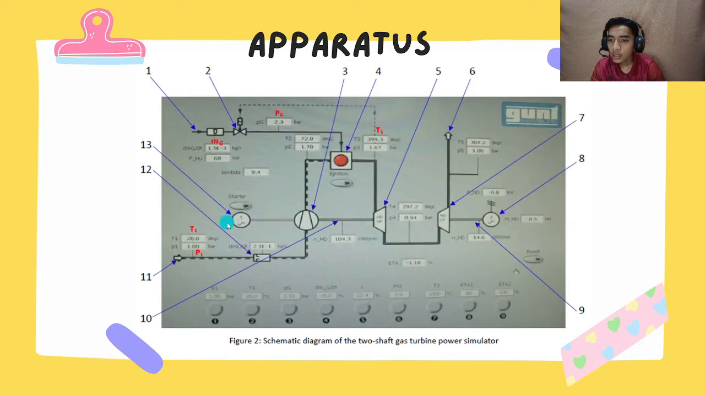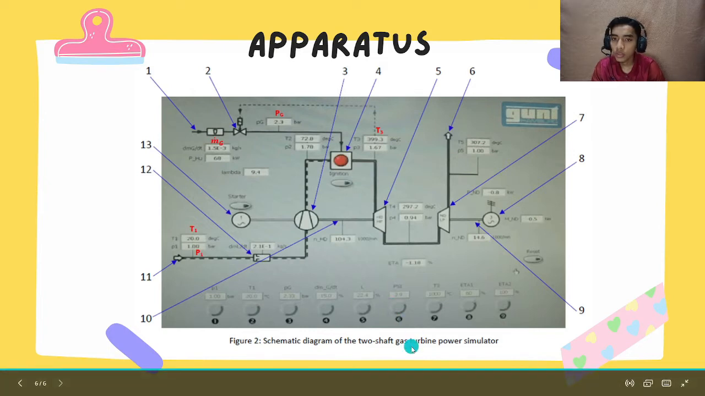After we turn off the starter, we will take the values for T4 and P4, which is at the high temperature turbine. And then we will take the temperature at T5 and P5, where on the generator power, the exhaust inlet out. So that is for the flow of the procedure. Then I will explain the starting procedure.